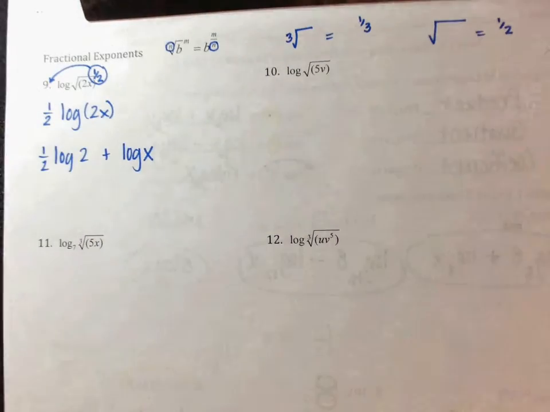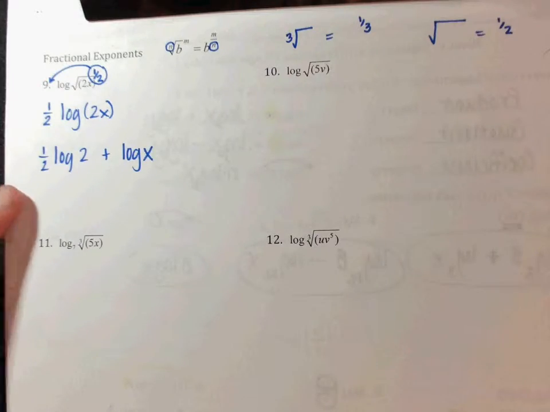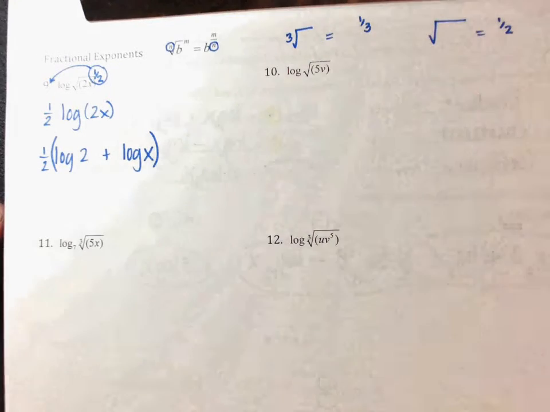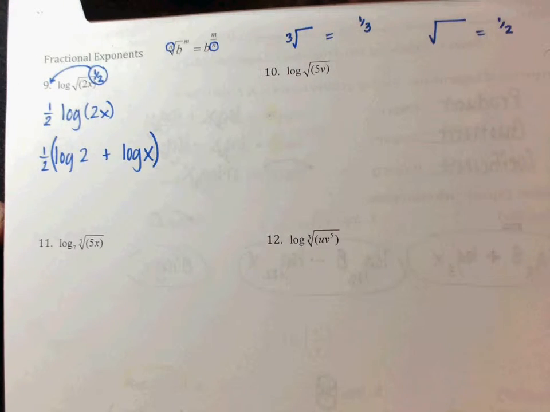Now, who was originally inside the square root? Was it only the 2? Was both of them, so I need parentheses. Okay? Alright, go to number 10, same thing.